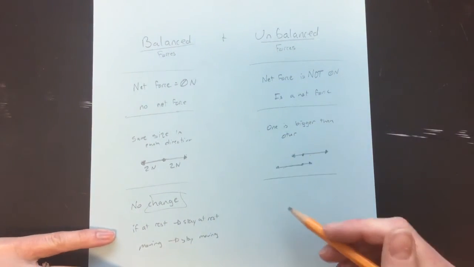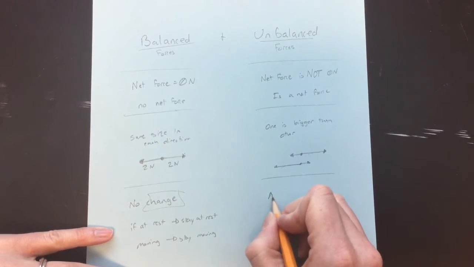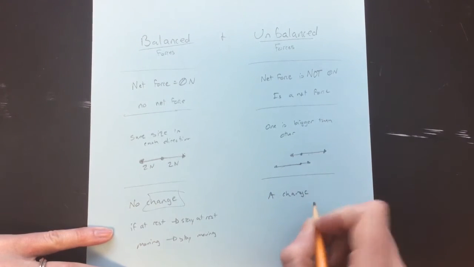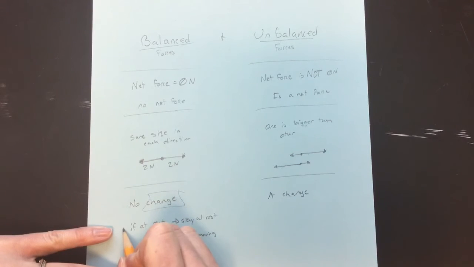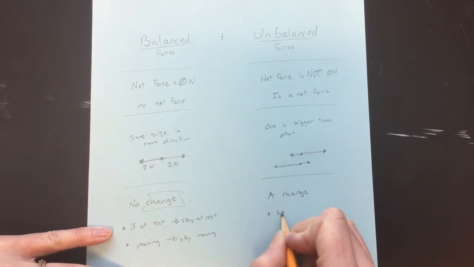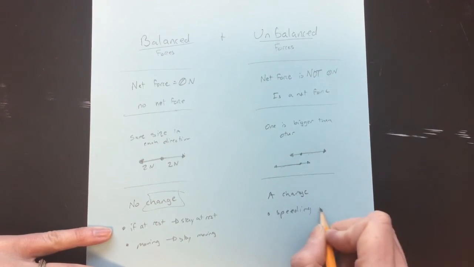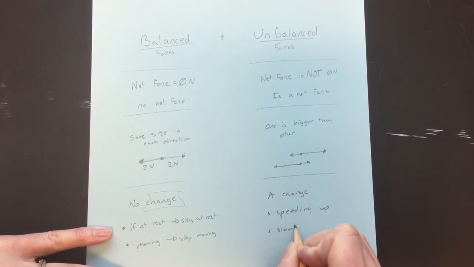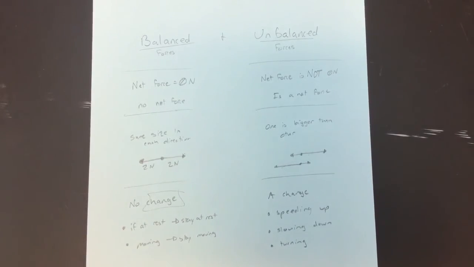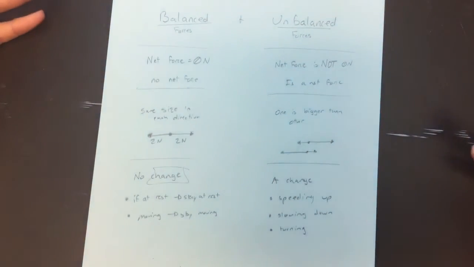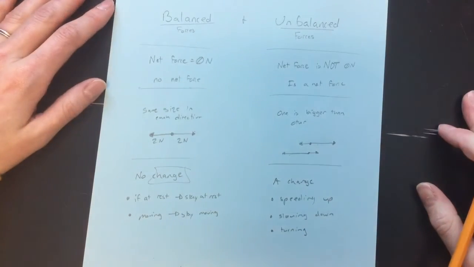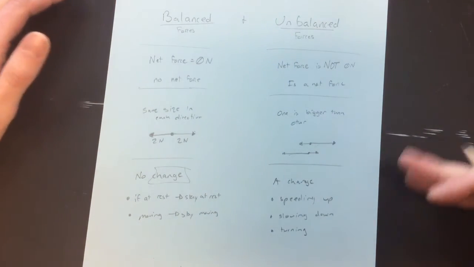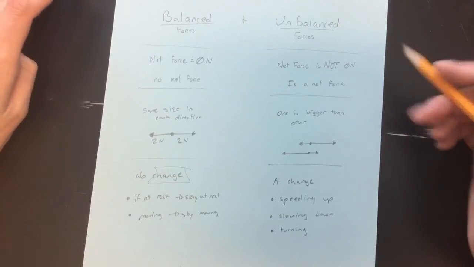Now, if there's unbalanced forces, then there will be a change, okay? And my possible choices for change include speeding up and slowing down. And we won't talk about it too much, but turning is another one of those. If it's turning, that means that there is a net force on it, because objects really like to go in straight lines, not curved ones. You remember the bowling ball, right? It goes in a straight line. So those are the differences there.